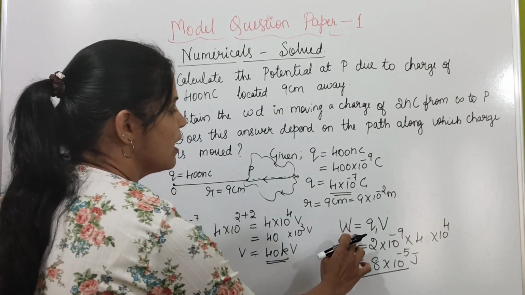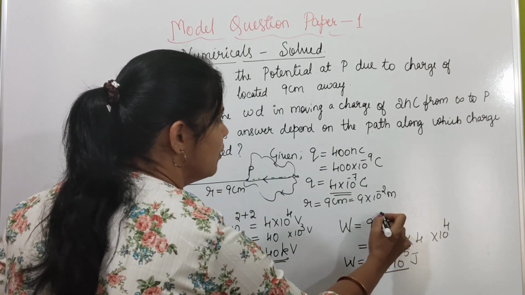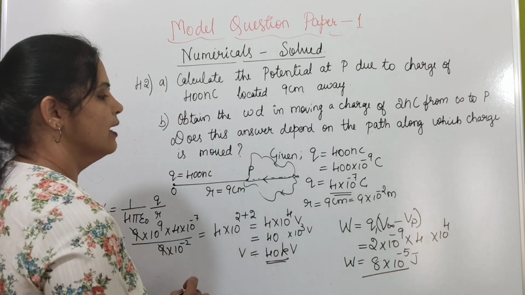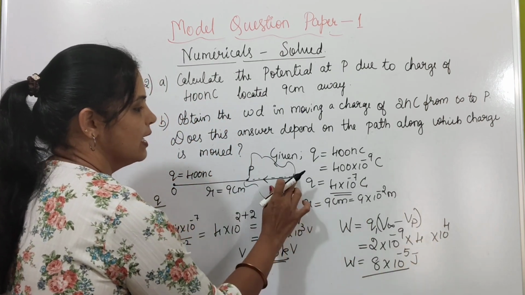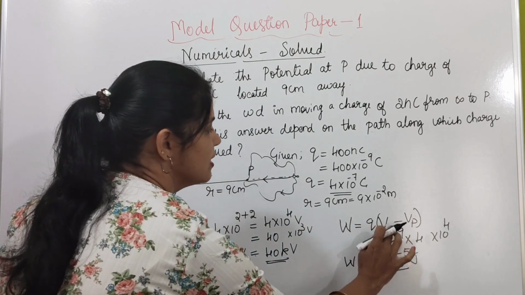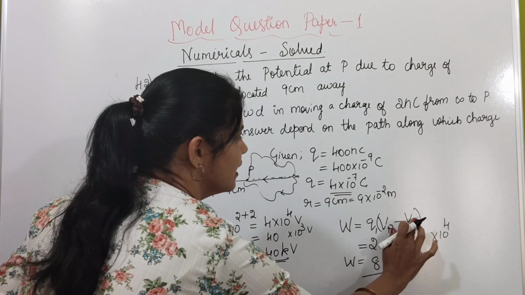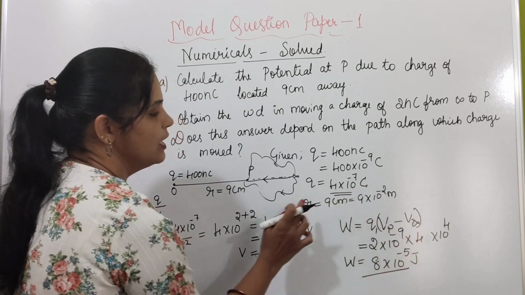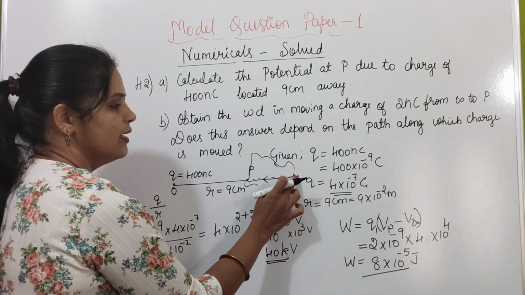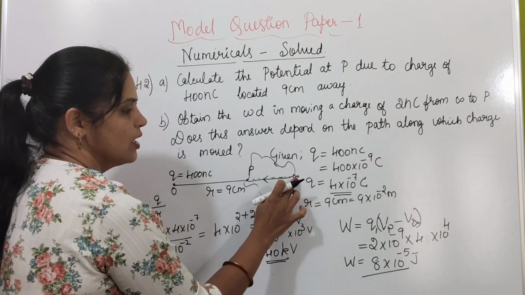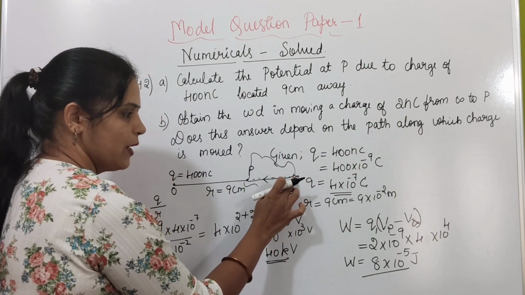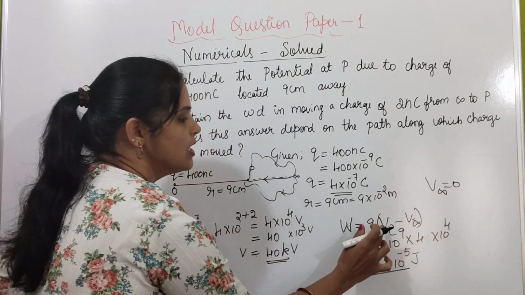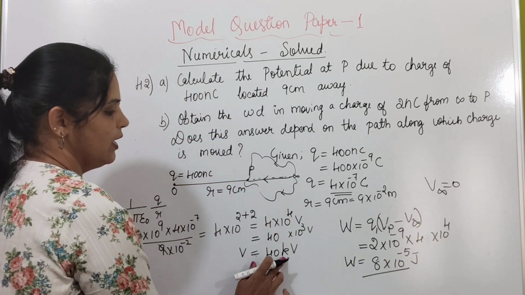So here we can also write this as Q1 into (V infinity minus Vp), where Vp is the potential at point P. V infinity is 0, so this is the potential at the final point minus the potential at the initial point. Where was it initially? The charged particle is initially at infinity, where the potential is 0. V infinity is 0. The potential at point P is 40 kilovolt.